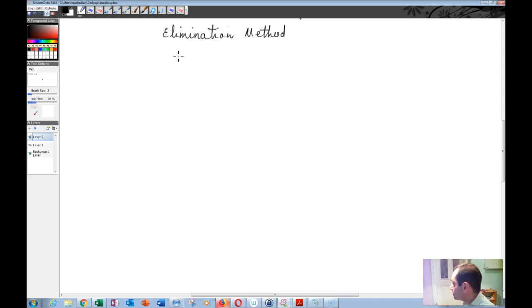So for example, we have an example over here. The ratio of incomes of two persons is 9 to 7. The ratio of incomes of two people is equal to 9 to 7.